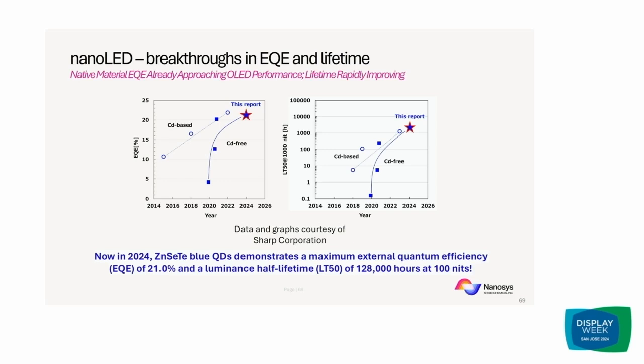And then again, as important as efficiency is the lifetime of the product that you make out of this. Based on these new developments, the lifetime of this device now has a half-life, so LT50, half of the initial emission efficiency, of over 100,000 hours. So this is even surpassing cadmium-based quantum dot records at this point.